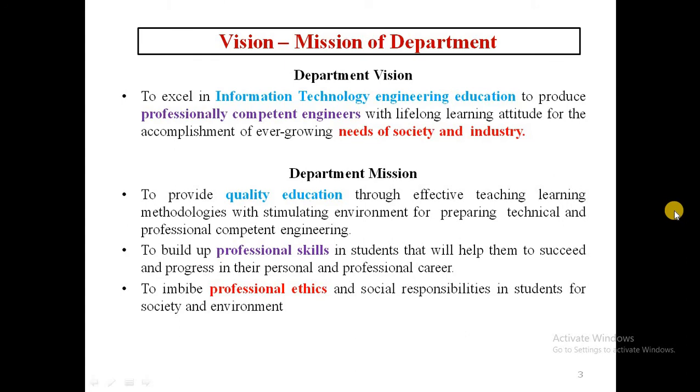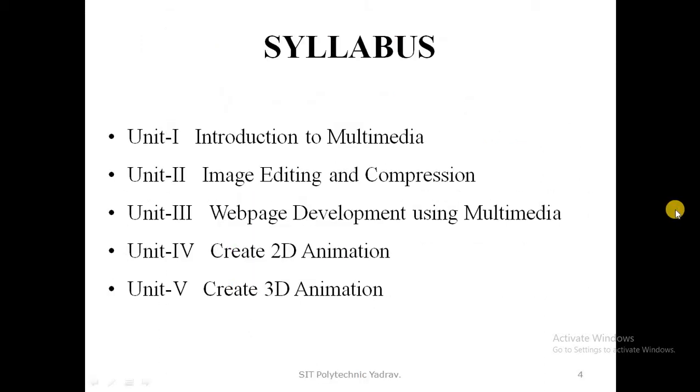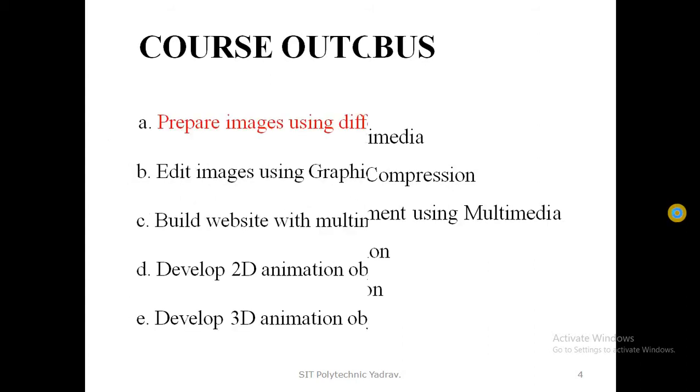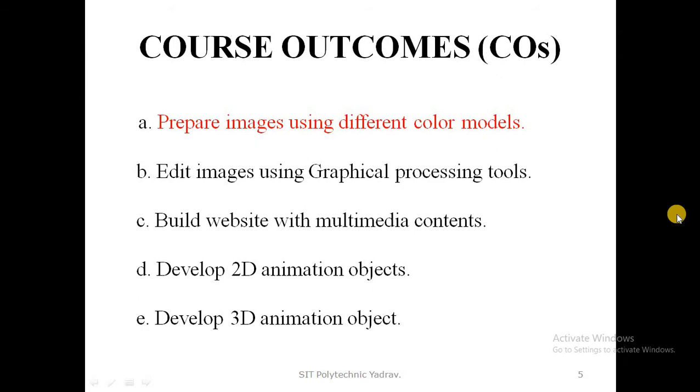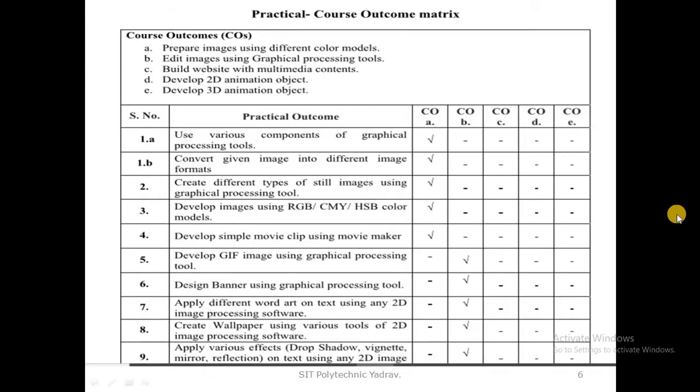These are the vision and mission statements of our department. The syllabus for that subject has 5 units. Course outcomes: after the completion of this practical, which CO do we achieve? Prepare images using different color models. This is the practical course outcome matrix.